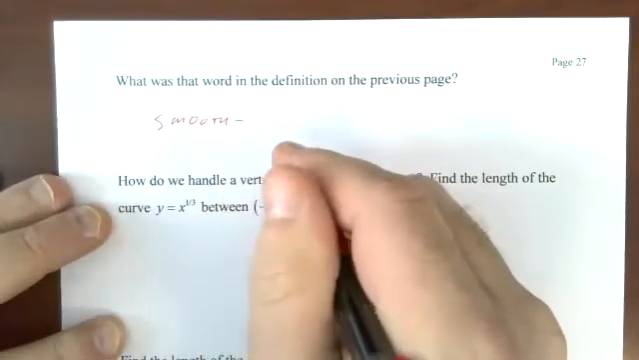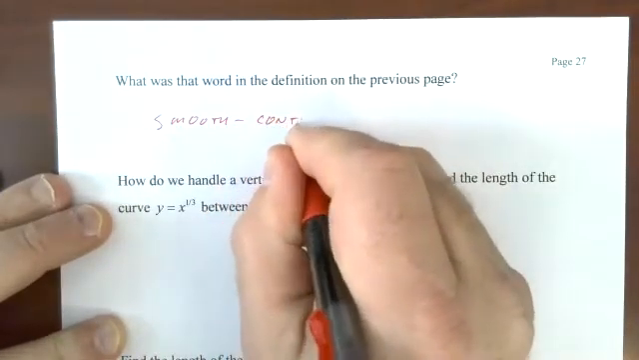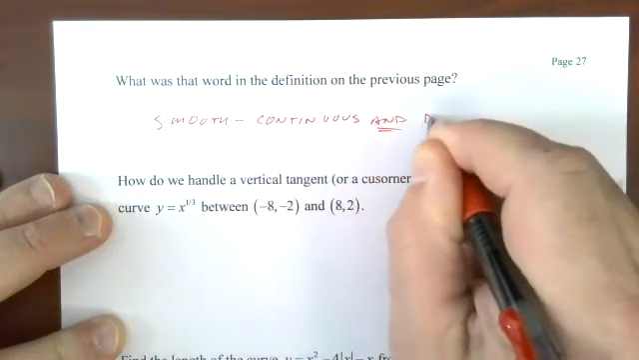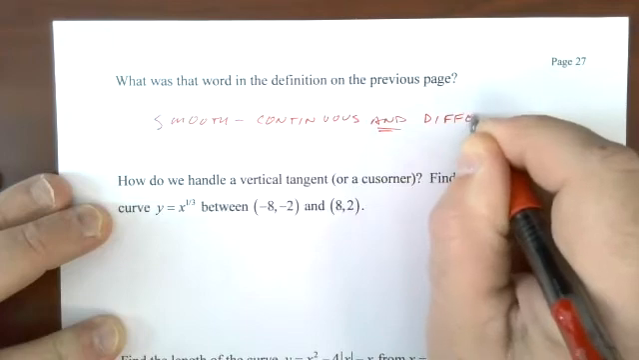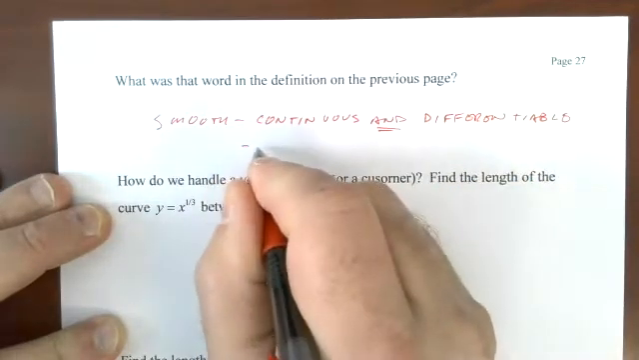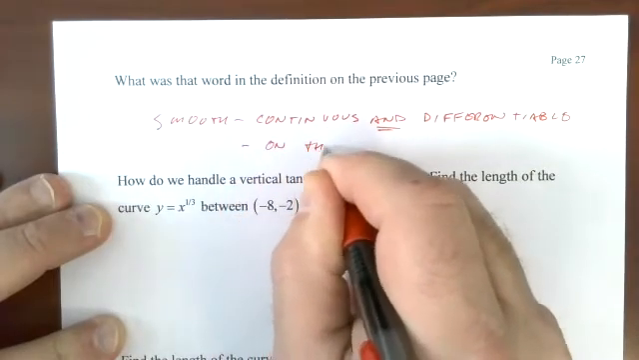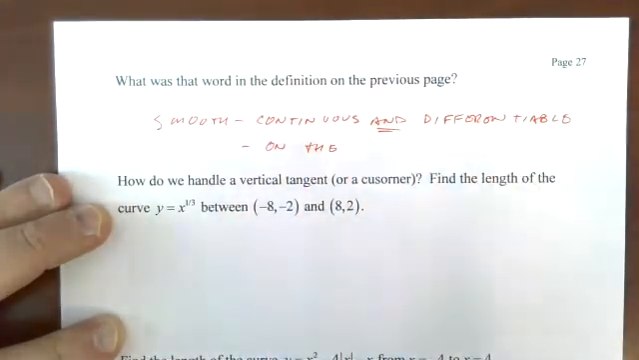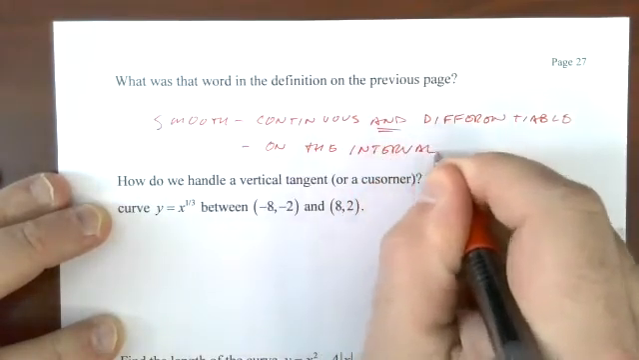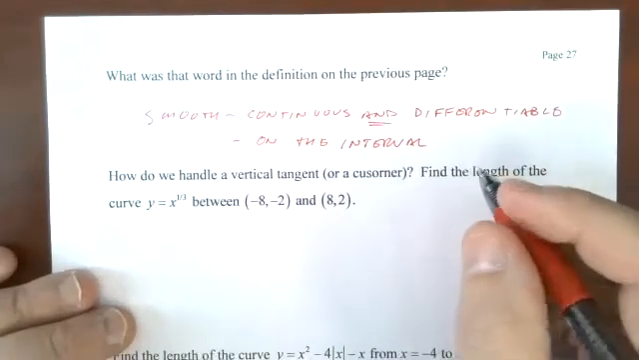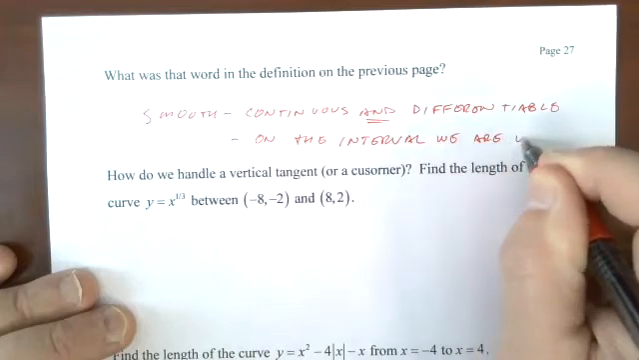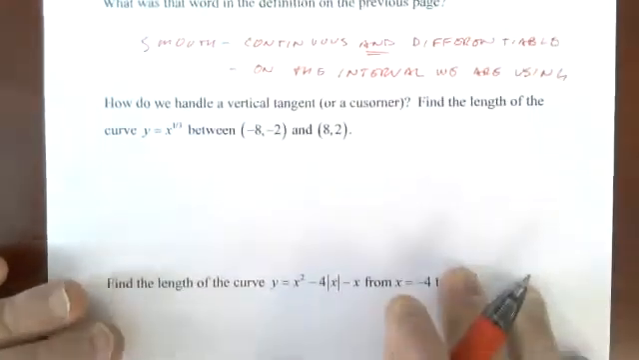Meaning continuous and differentiable, no corners. But notice, only on the interval. So if this thing is some weird curve, but we only care about a part that is smooth, we're good to go. And on the flip side, if it's not, we just break it into 2 pieces and kind of ignore the middle. On the interval we're using, that's all we care about.